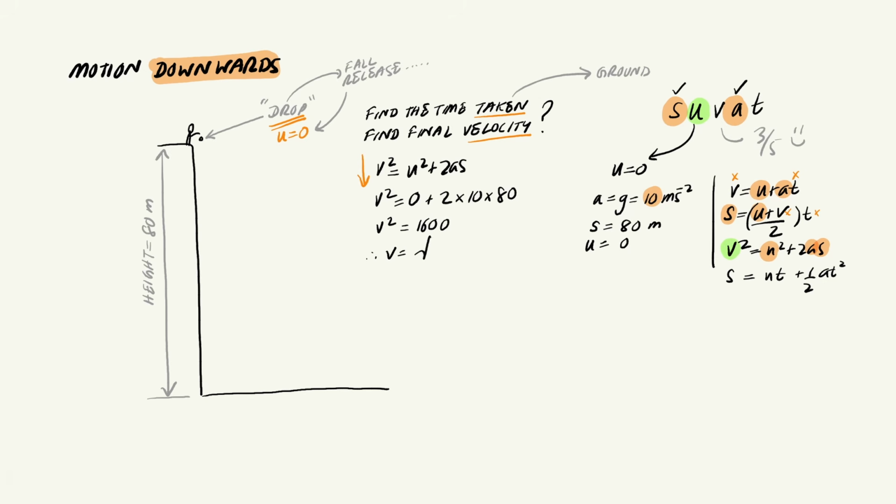v equals the square root of 1,600. So v equals 40 meters per second, and that's our final velocity. Now, let's find the time taken.